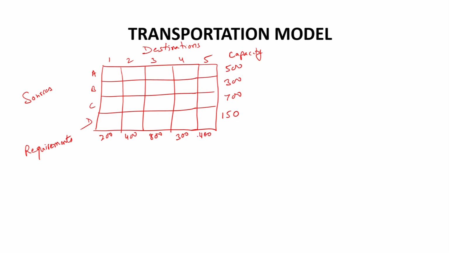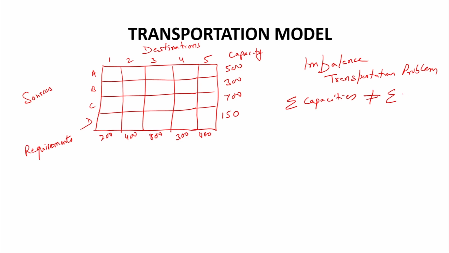It is not necessary that capacity should be equal to requirements. We can have a dummy source and dummy destination. We call it an imbalanced transportation problem if the sum of capacities is not equal to the sum of requirements.